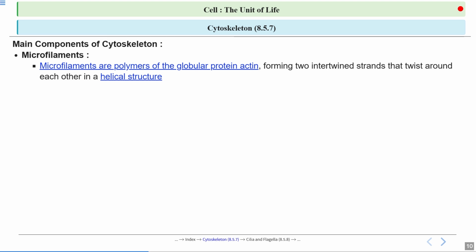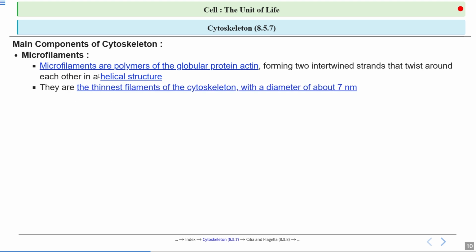So microfilaments are polymers made up of globular protein actin. Means actin, they combine together to form this microfilament. Now, these actin combine together forming two intertwined strands that twist around each other in a helical structure. So like DNA is a helical structure, microfilaments are also helical structure.